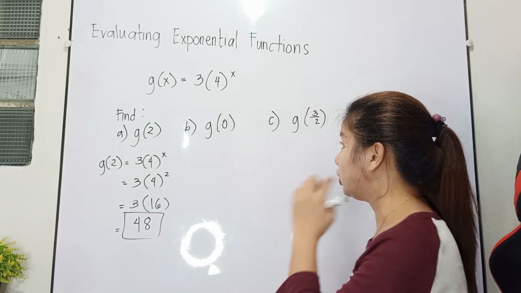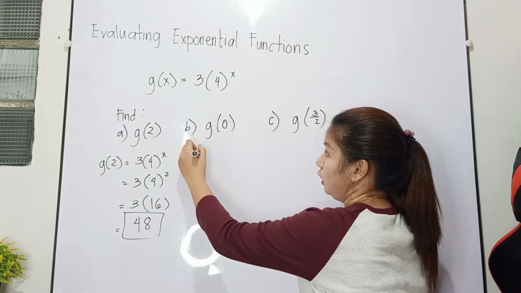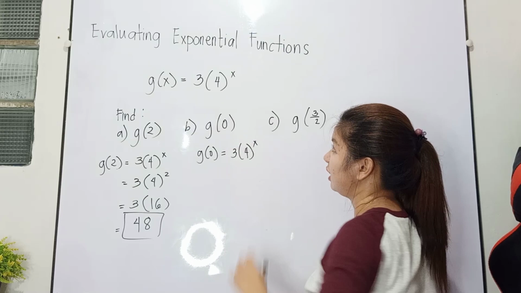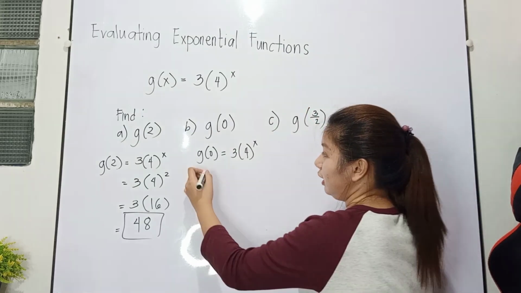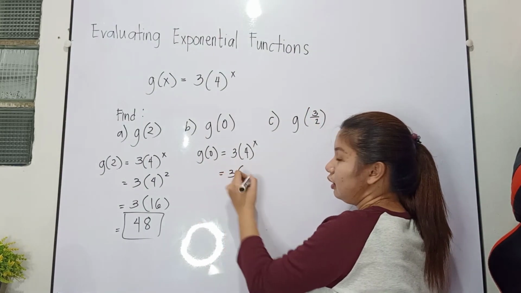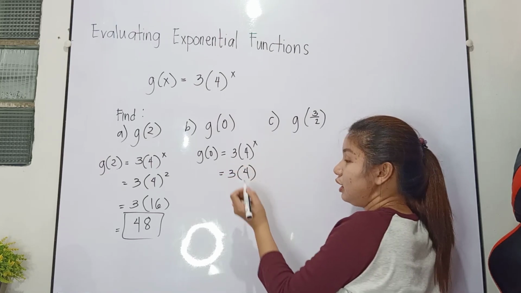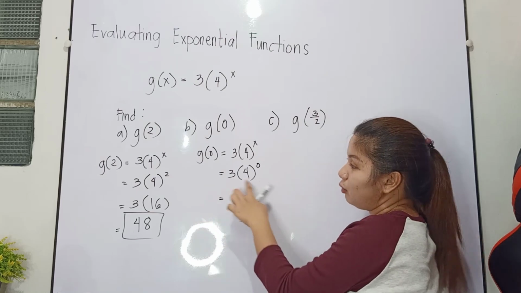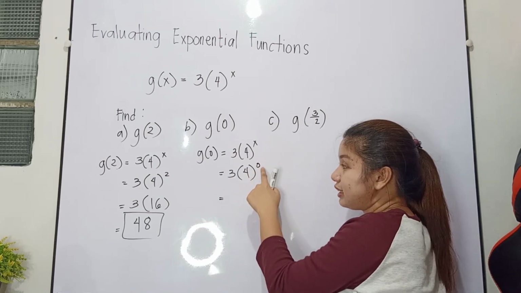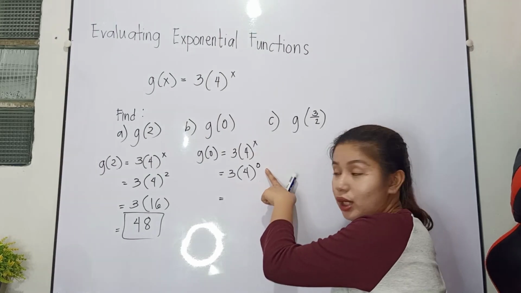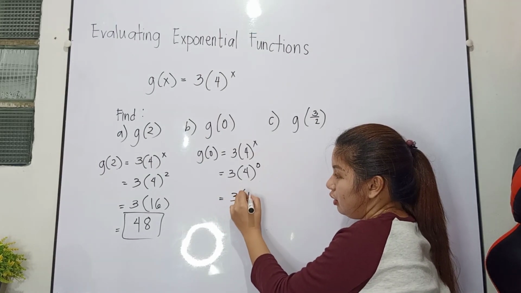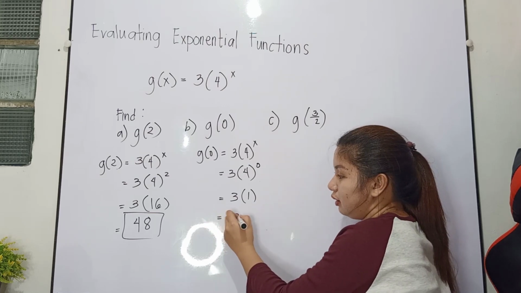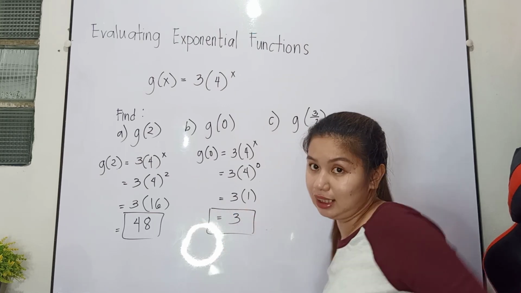Okay, next, we have g of 0. So, g of 0 is equal to 3 times 4 raised to x. I'm just copying the given. Next is, substitute: 3 times 4 raised to 0. Next. So, before multiplying, 4 raised to 0 first. 4 raised to 0, any number raised to 0 is 1. So, what's left here is 1. So, 3 times 1 is 3. So, the answer is 3.